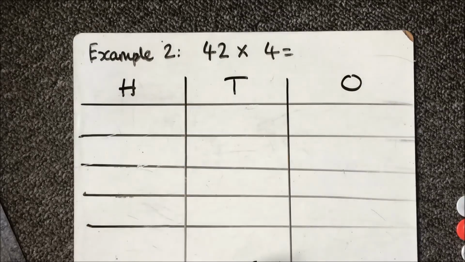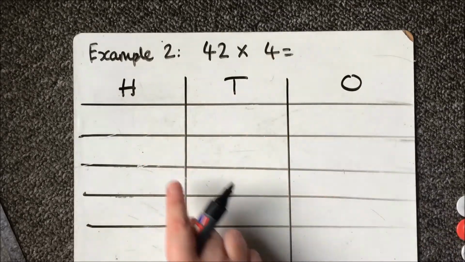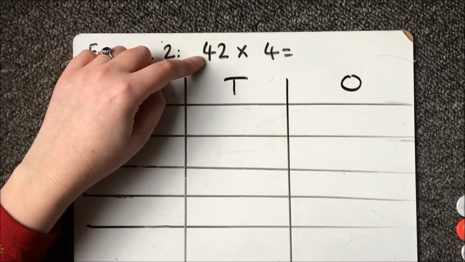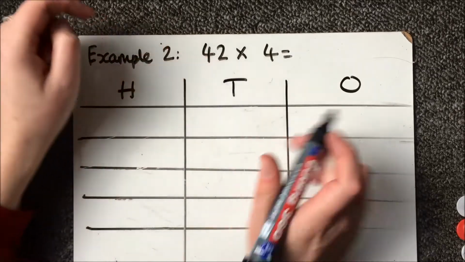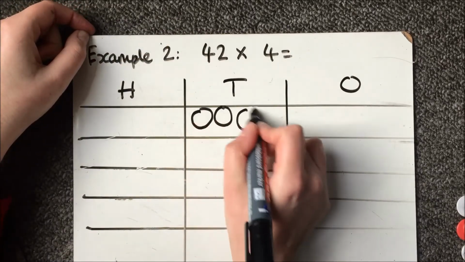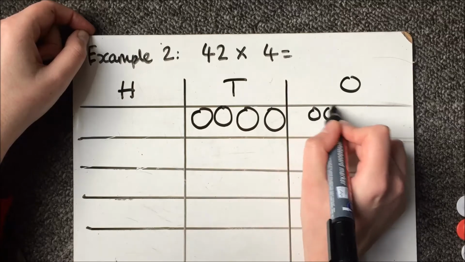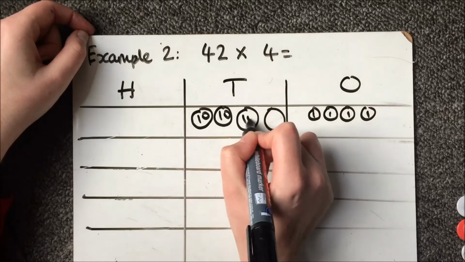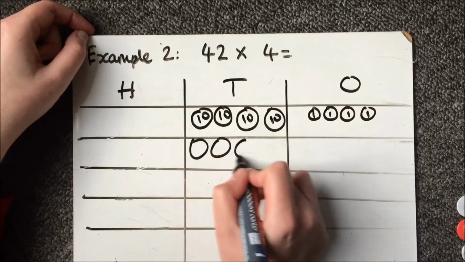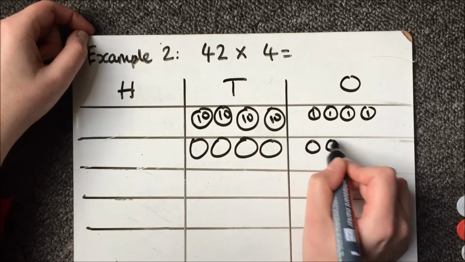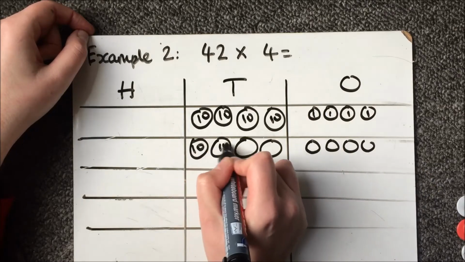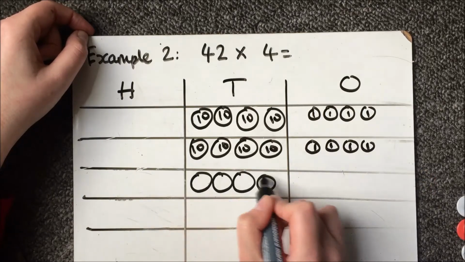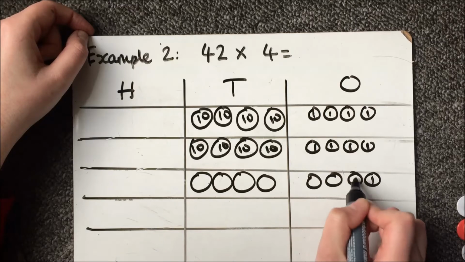Ready? 42 times 4. So I've got 4 rows, and I need to draw 42 in each. Where does the 40 go? The 4 tens. That's right, in here. Where do the 2 ones go? In here. Ready? 10, 20, 30, 40, switch. 41, 42, 43, 44. I need to do that 4 times. Bear with me. 10, 20, 30, 40, switch. 41, 42, 43, 44. And again, 10, 20, 30, 40, 41, 42, 43, 44.